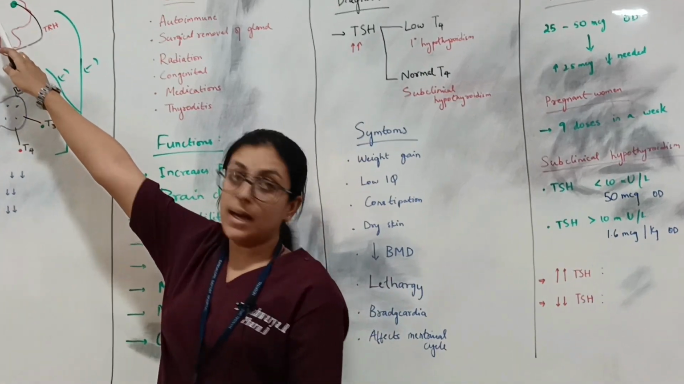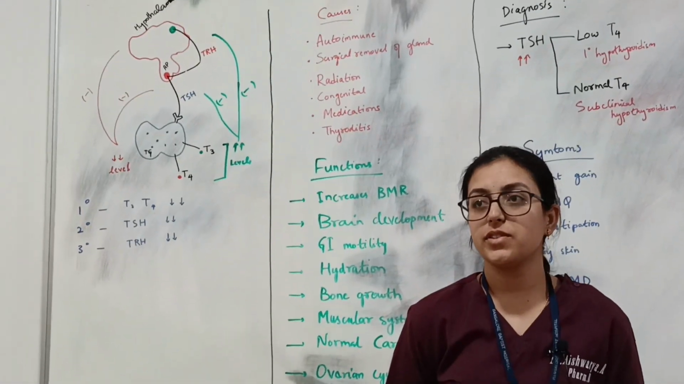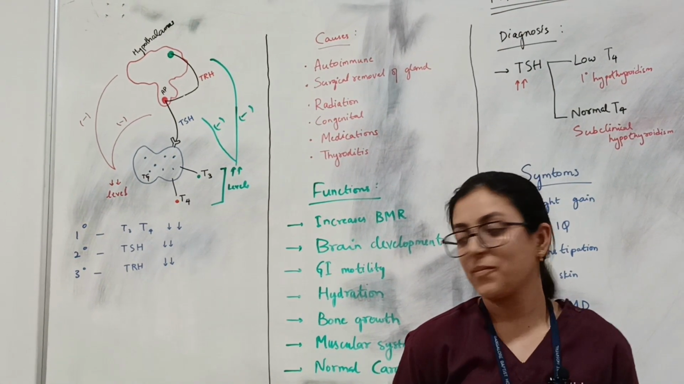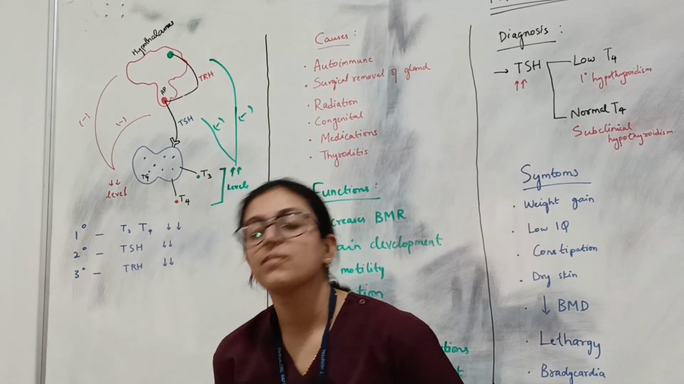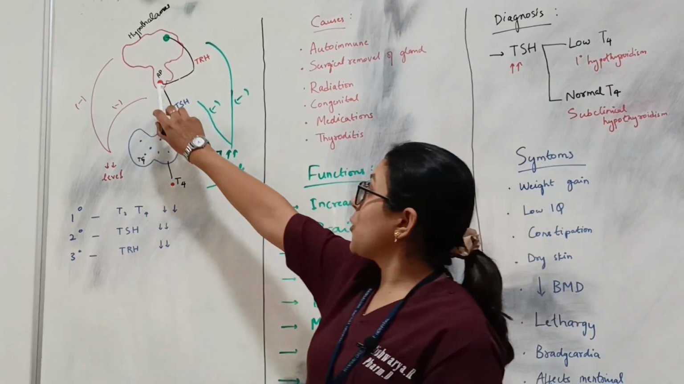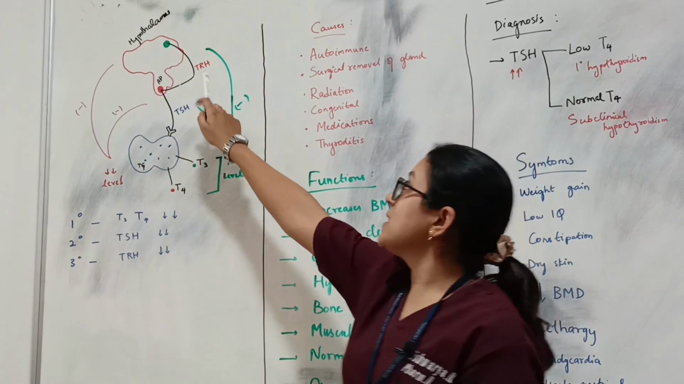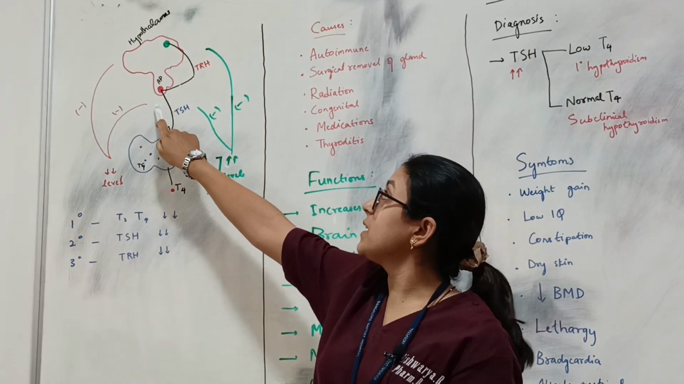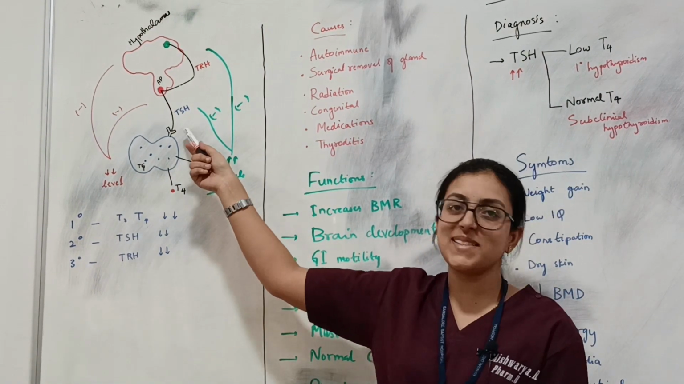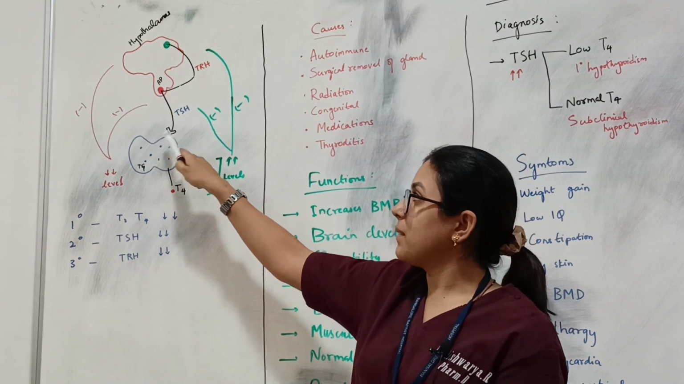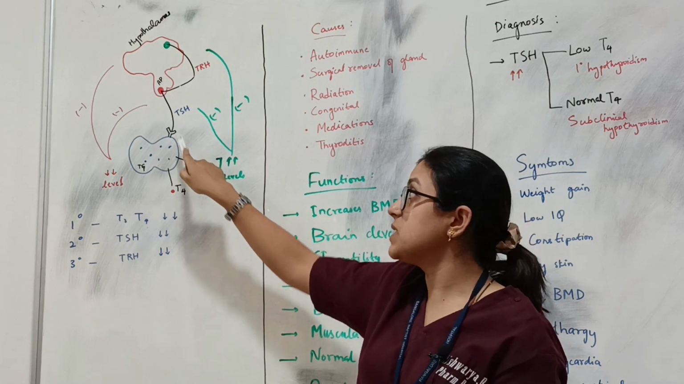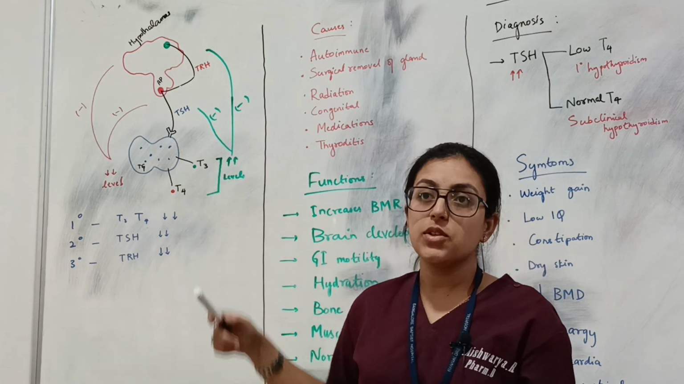Basically, the hypothalamus will produce TRH. What is TRH? Yes, it is thyrotropin releasing hormone. There are thyrotropin receptors present in the anterior pituitary. So this TRH will stimulate those receptors, which in turn will release TSH. What is TSH? Yeah, it is thyroid stimulating hormone. This will go to the receptors present on the thyroid gland, which in turn will produce T3 and T4.